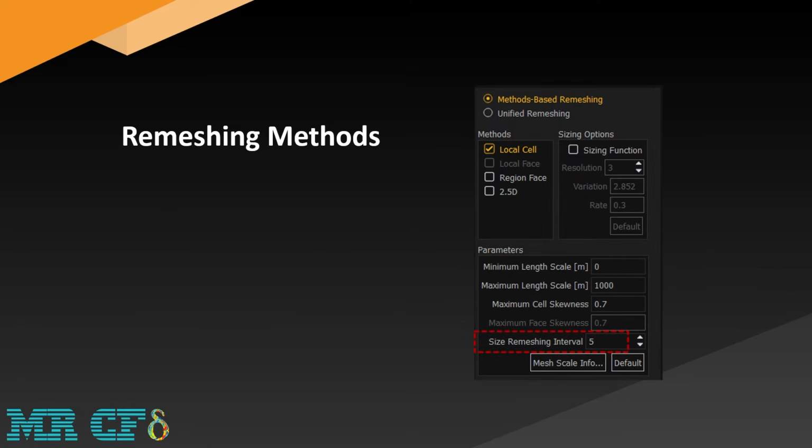Actually, pay attention to the fact that the marking of the cells is done based on skewness in each time step, but marking based on size and height is done between a specific size remeshing interval, because the change in cell size distribution is generally small during a time step.